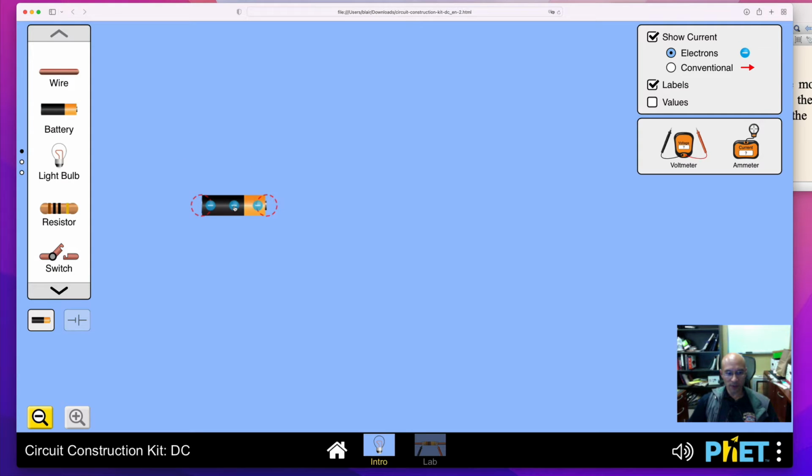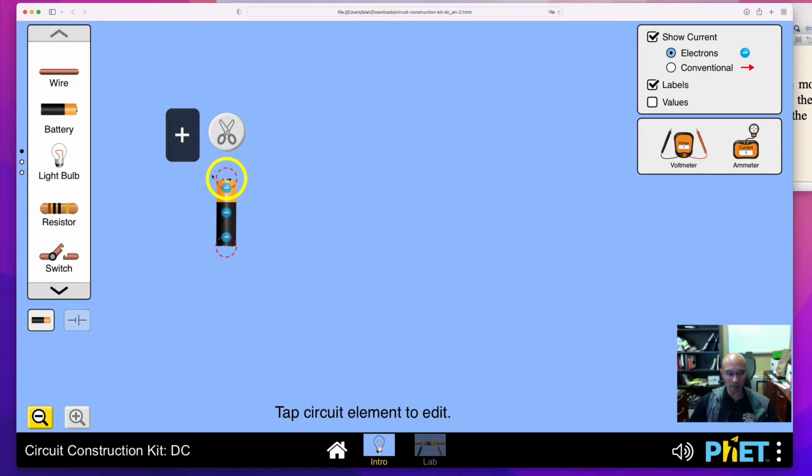I'm going to start by introducing a battery. This is a voltage source. This upper terminal we call the positive terminal. The lower terminal we call the negative terminal.